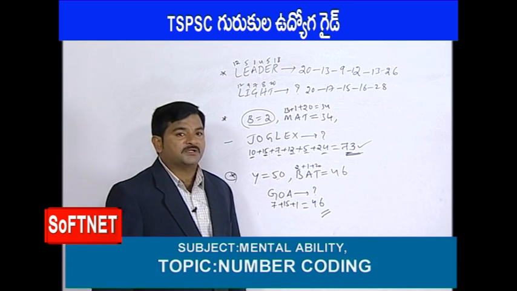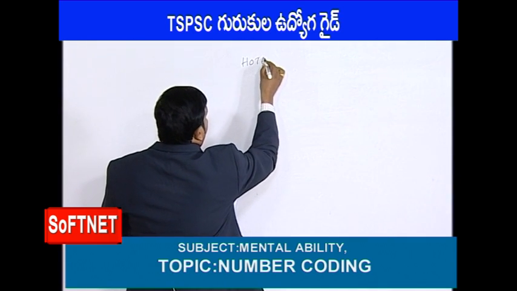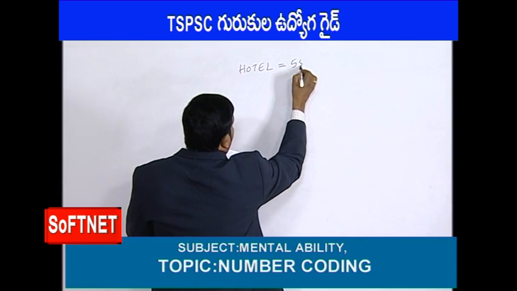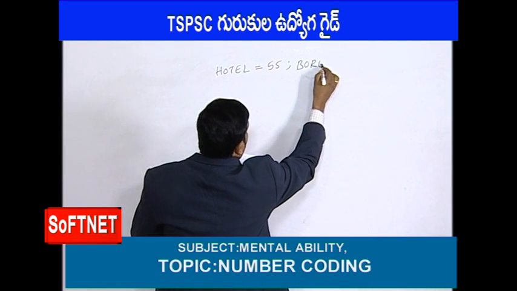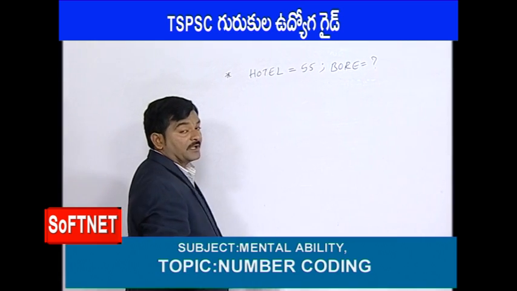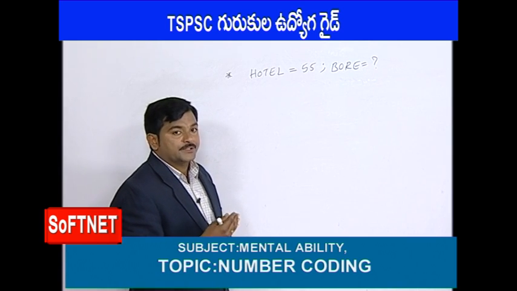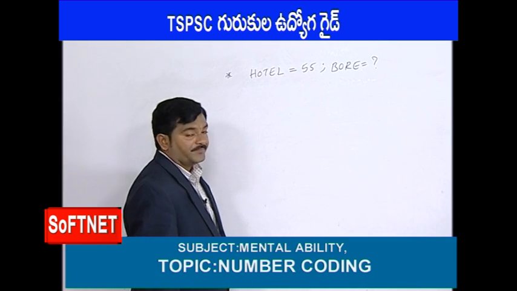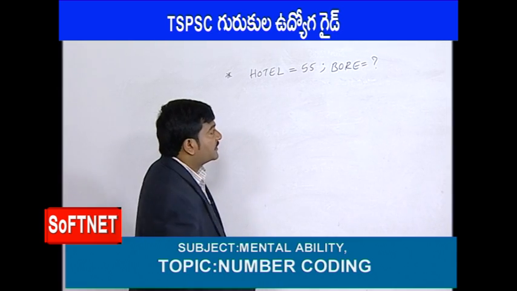We will discuss some other models. For example, in a certain code language, HOTEL is written as 55. Then what is the code for the given word bore? He asked to find the code for the given word bore. I repeat the question once again. In a certain code language, HOTEL is written as 55. Then what is the code for the given word bore? Okay, that is one example.